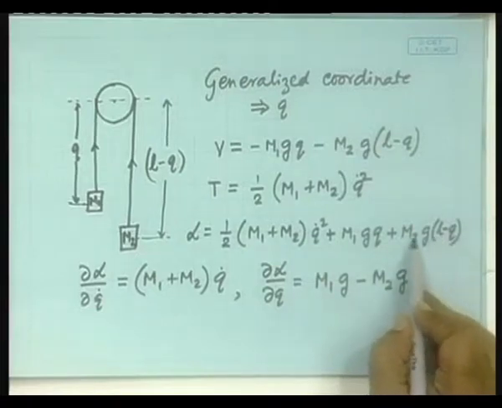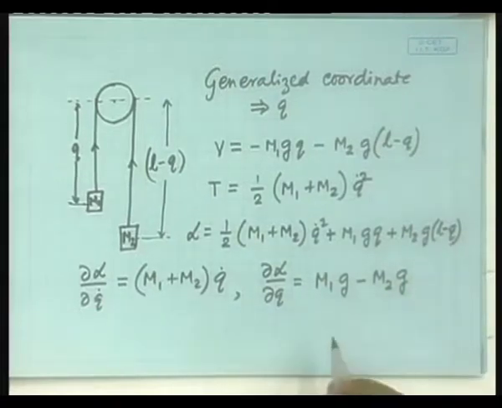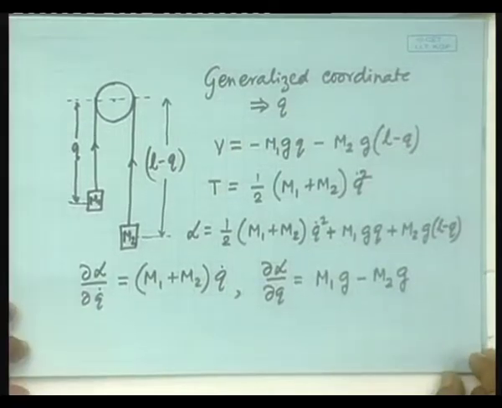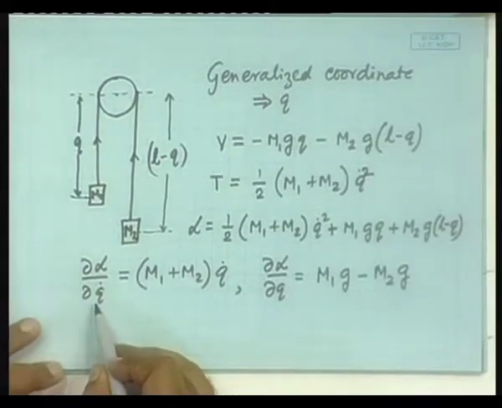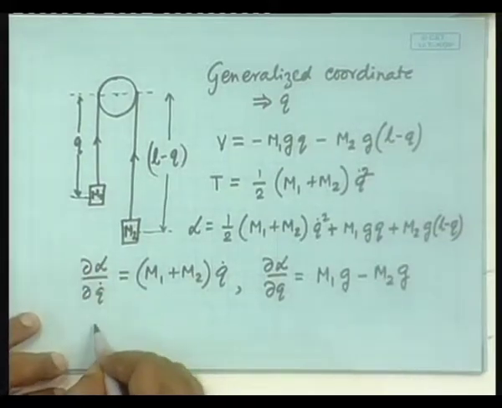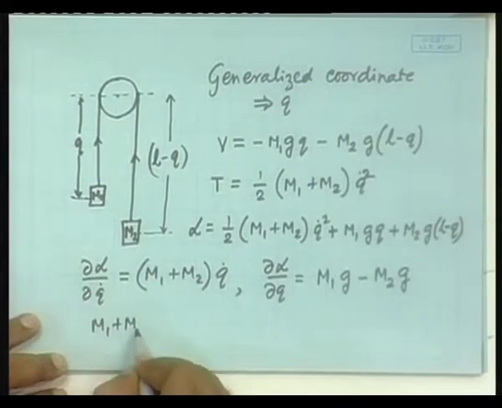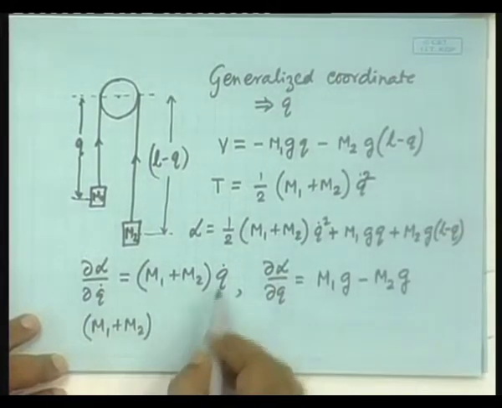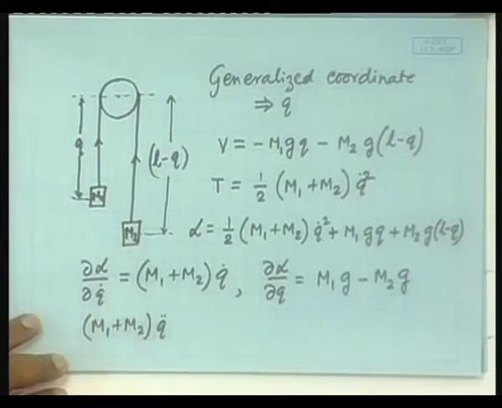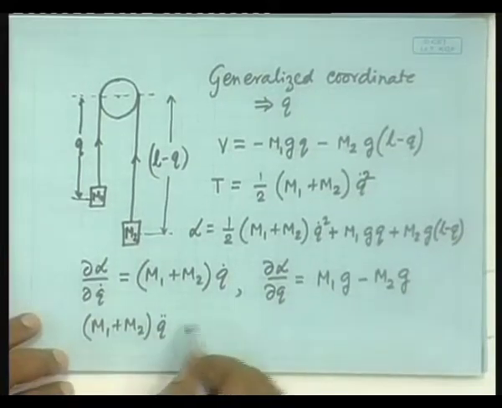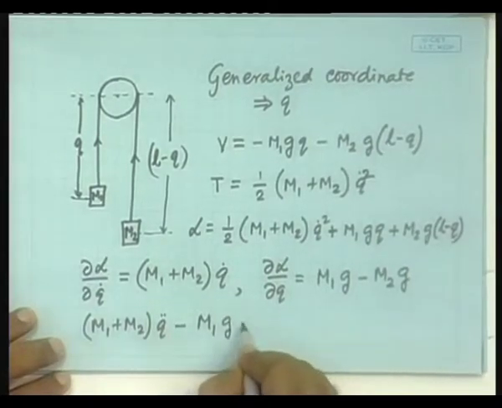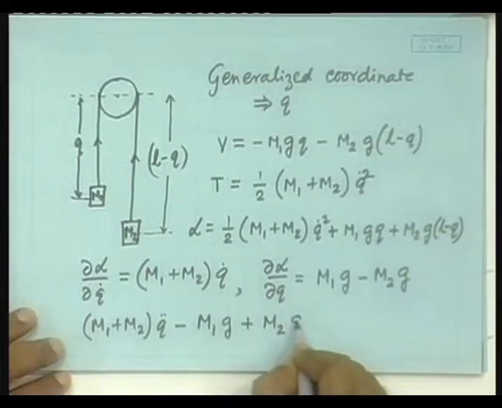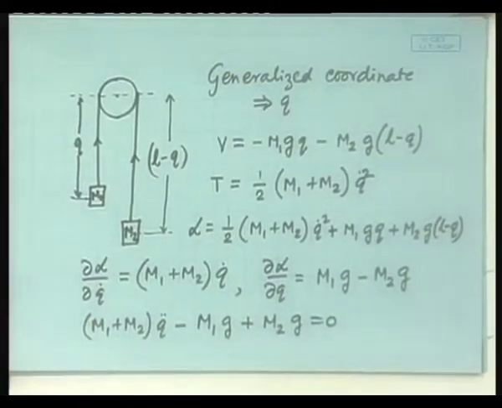So, these are two parts, one the fixed part, another the variable part, that is what remains. So, ultimately, since we have space here, we can write the derivative of this with respect to time, (m1 plus m2) q dot, it becomes q double dot, minus this. So, minus m1 g plus m2, right, that is the equation.